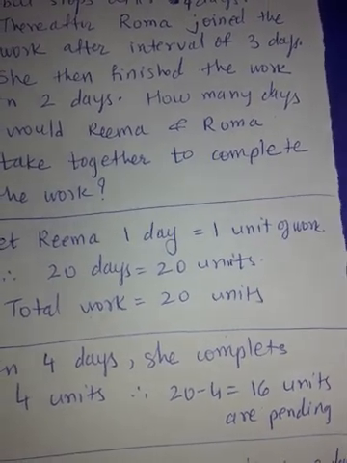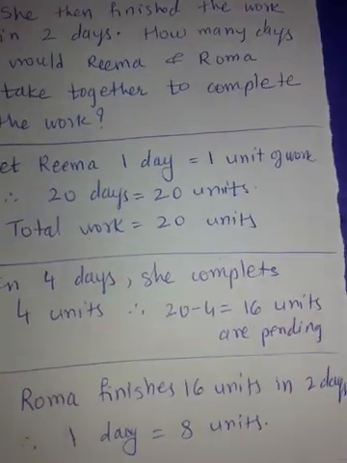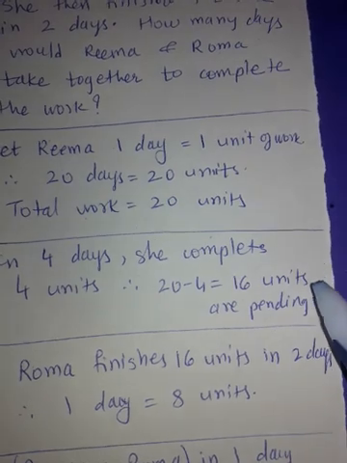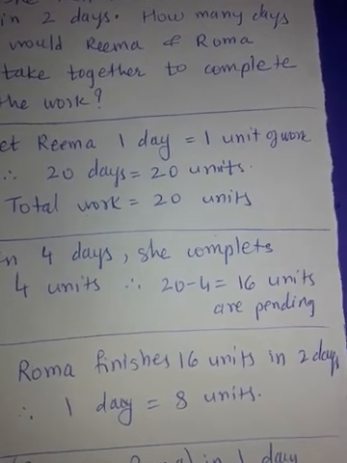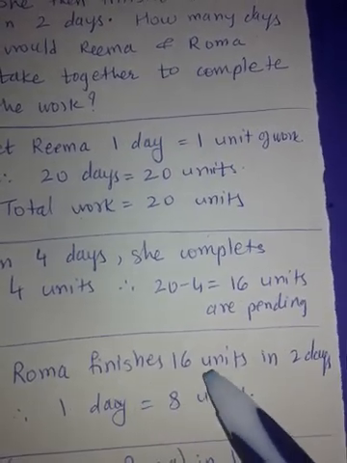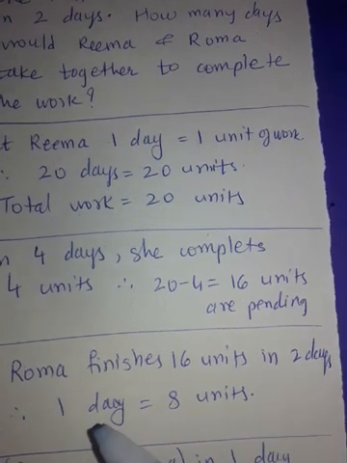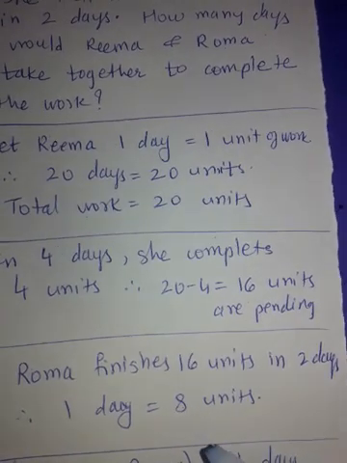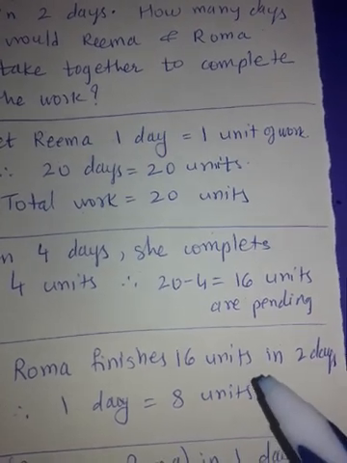Now there is an interval of 3 days and now comes Roma. And they are saying she finished the remaining work in 2 days, that is given to us. So Roma finished 16 units in 2 days. That means in 1 day she finishes 8 units. This girl is very fast. In 1 day she finished 8 units.